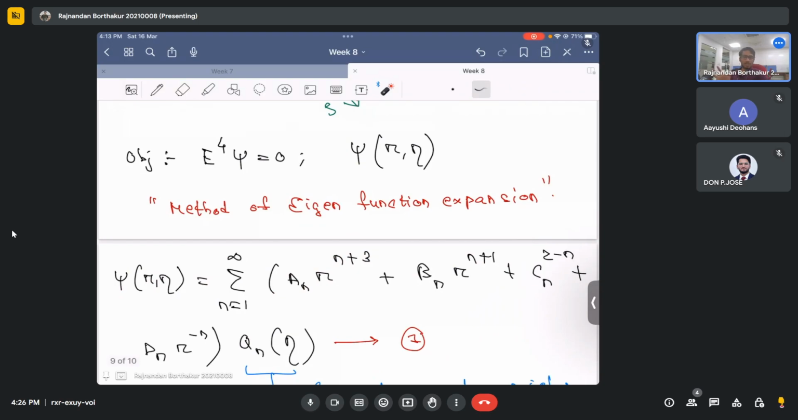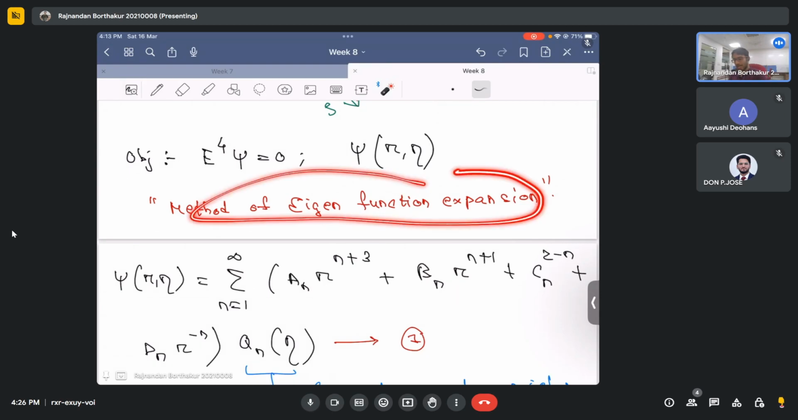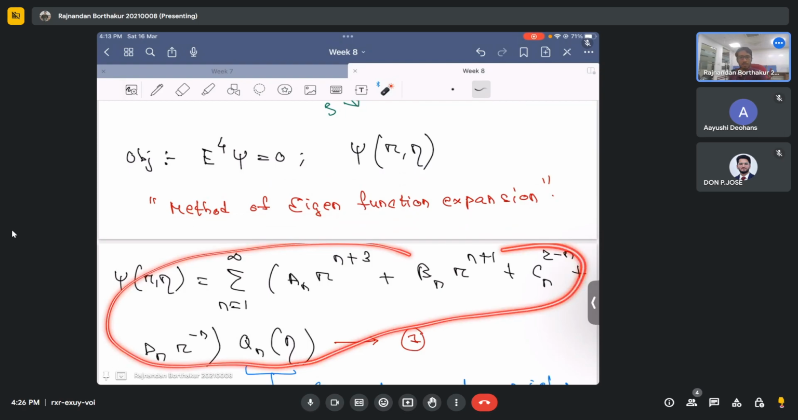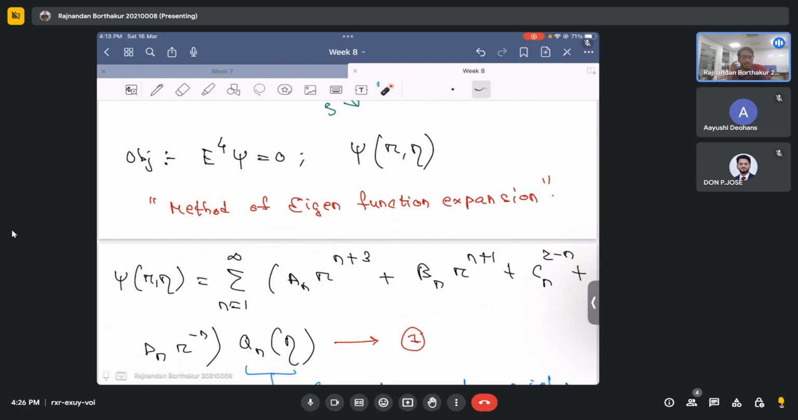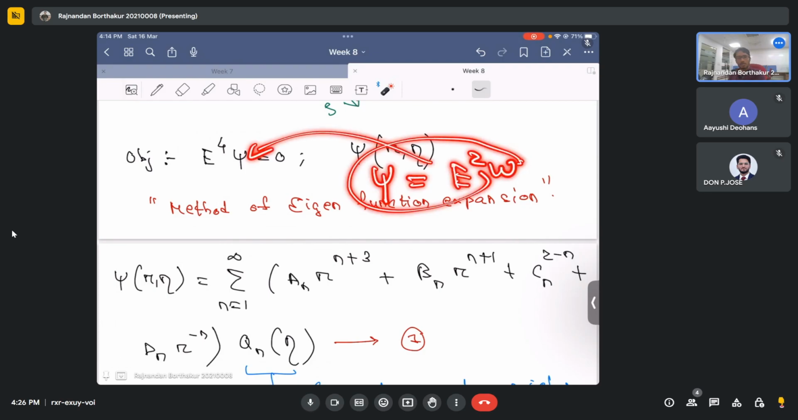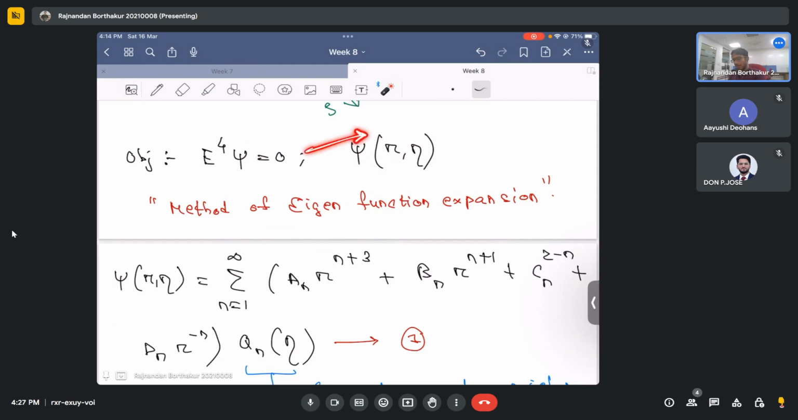So now if you ask me how did you obtain this series solution, I would say that this is obtained by using this method of eigenfunction expansion, and this is the final result that is obtained by using this eigenfunction expansion. So I just quickly give you an idea how this is used. So basically they define something. In order to solve this biharmonic equation, they said, okay, now I define my psi as something like E squared omega. And then they substitute this psi into this.